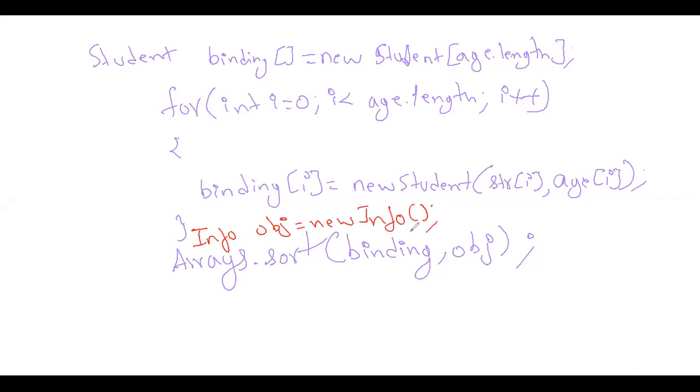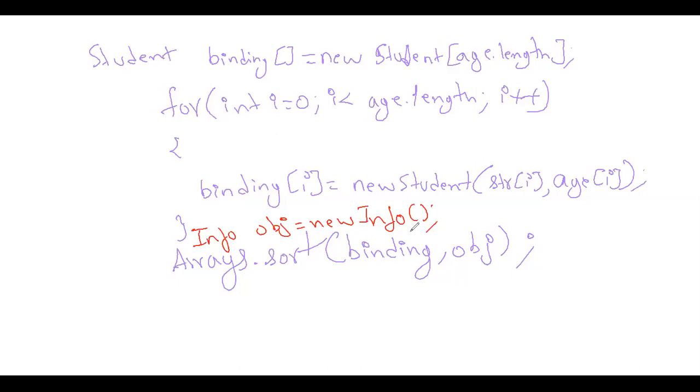So what am I doing now? Info is a class and I have to create a class object. So I have to tell info obj is equal to new info. I hope you remember that dog is equal to new dog. You are creating an object of the dog class. Same thing, I have to create an object of the info class. Once I create the object of the info class, all the information is given to obj, and that information I'm passing to the sort method. This is all we have to do.